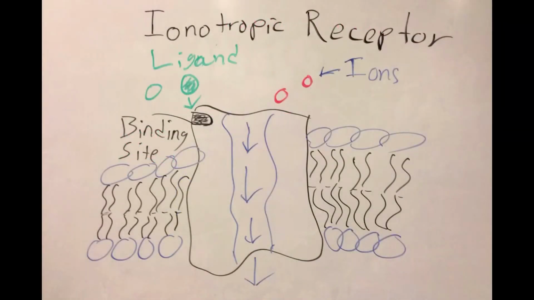There are two types of receptors. The first one is ionotropic receptors, which are sites where neurotransmitters can bind. This allows ions to flow into the neuron. The neurotransmitter that binds is called a ligand, which gives the ionotropic receptor another name, ligand-gated ion channel.